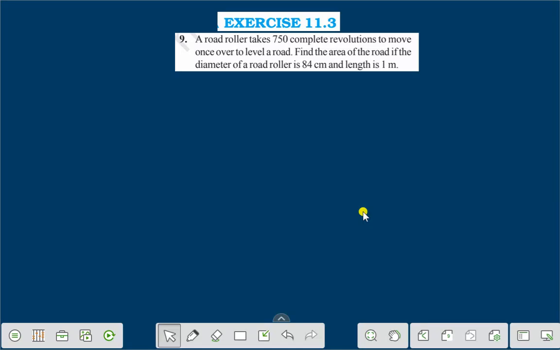Hello everyone. Today we shall discuss exercise 11.3 question number 9. A road roller takes 750 complete revolutions to move once over to level a road. Find the area of the road if the diameter of the road roller is 84 cm and the length is 1 meter. Suppose this is the shape of the roller, that is in cylindrical form.